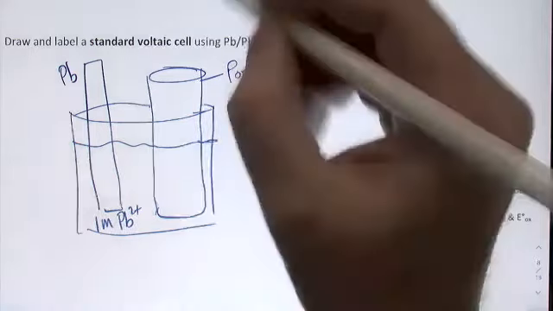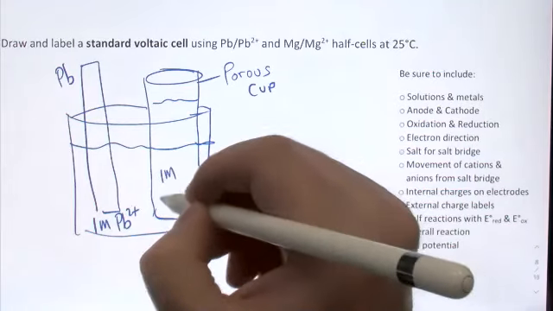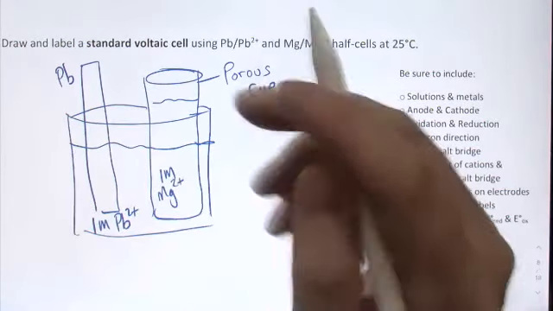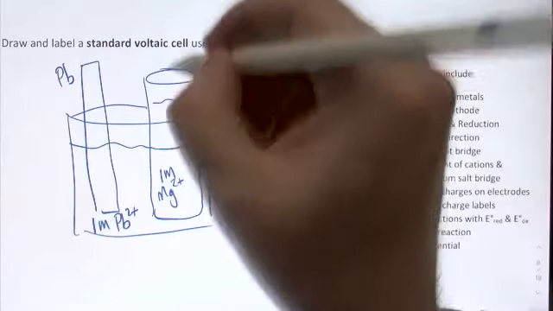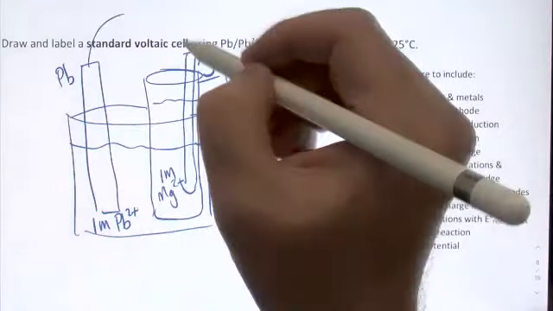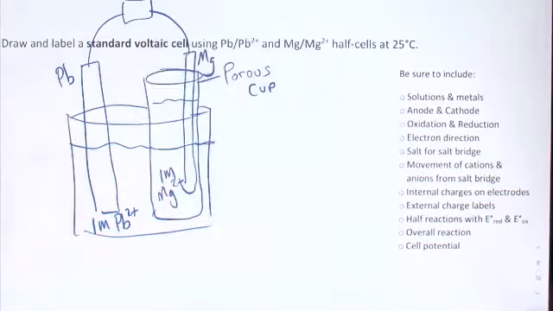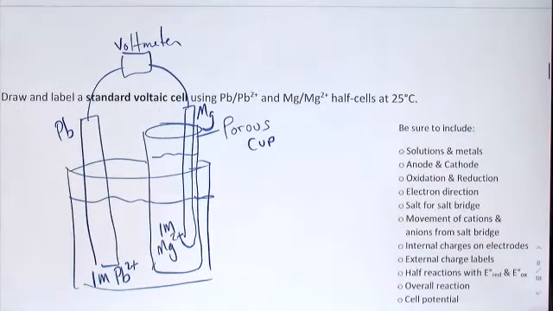Right? And then what do we put inside the cup? Put the 1 molar magnesium 2+, again, with some kind of anion, and a strip of magnesium metal, and connect the 2 electrodes with a voltmeter. Okay, so there is another common setup for a voltaic cell. The porous cup serves as the salt bridge. You might want to note that. Ions can move through the porous cup, so there's no need for an extra salt bridge.